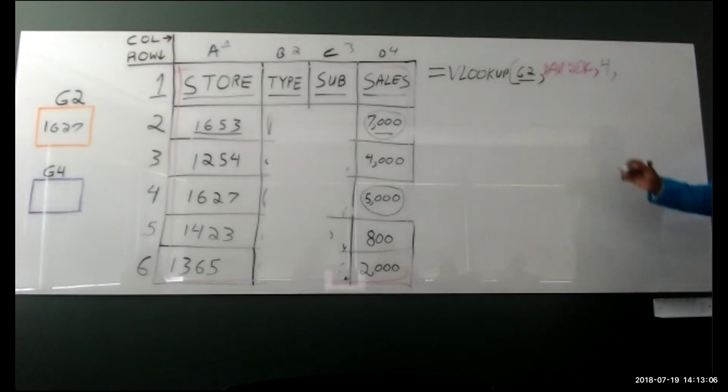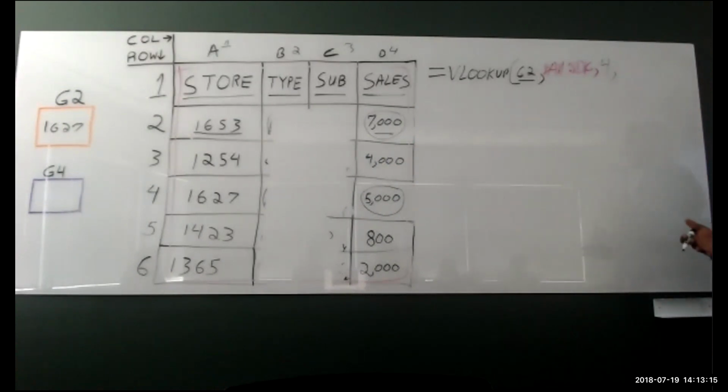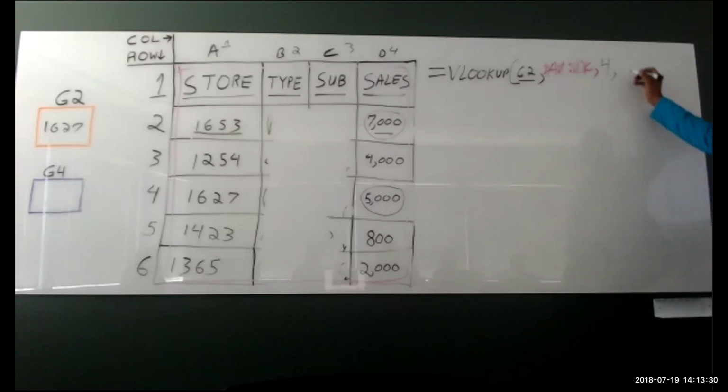Now, the next question it's going to ask you is true or false, which really means, do you want the exact match or the approximate match? I have never used approximate match in my career. Approximate match is mostly used for statistics and statistical reporting, and I don't think any of you would probably ever use it. So you're going to put the word false, which tells it to give an exact match.